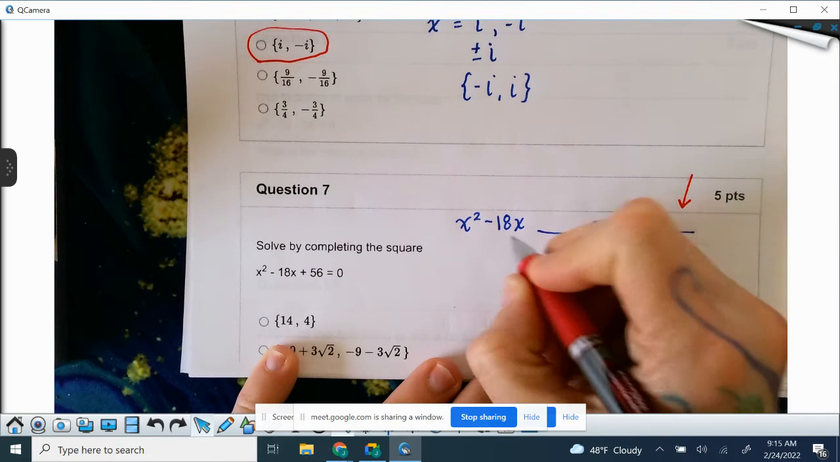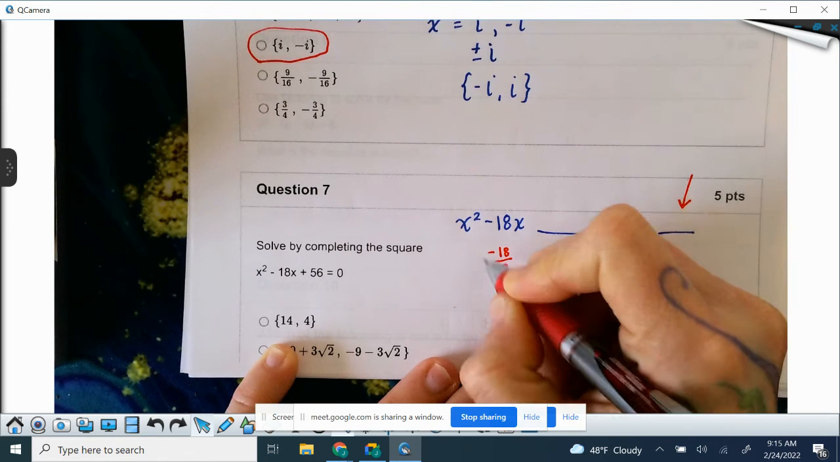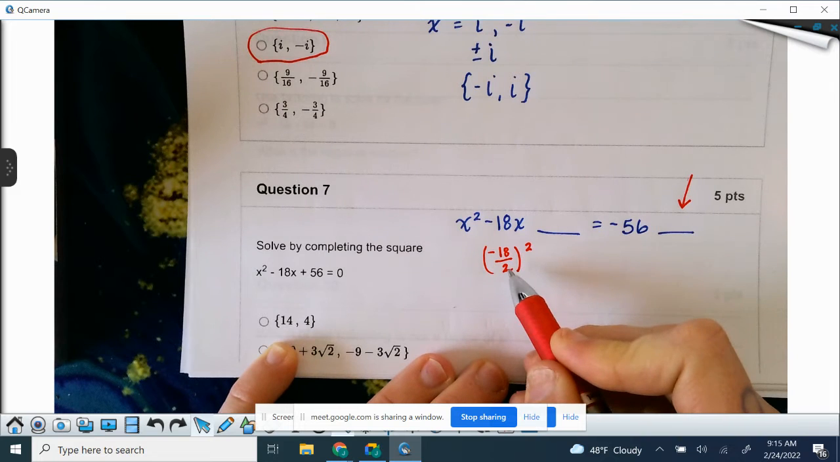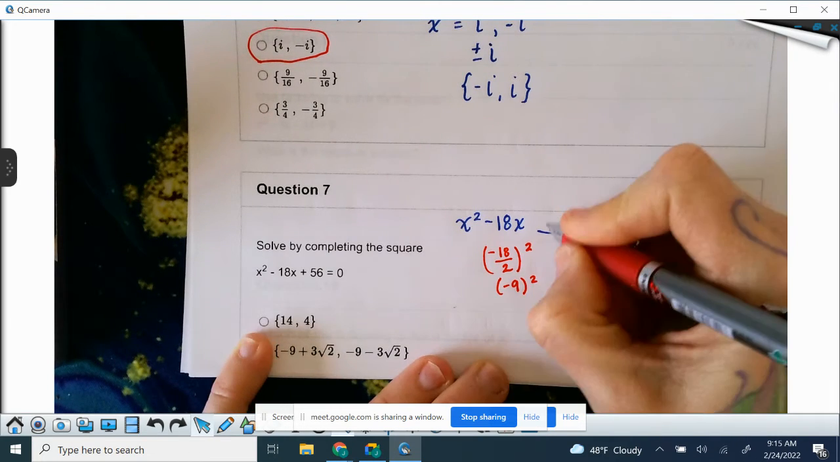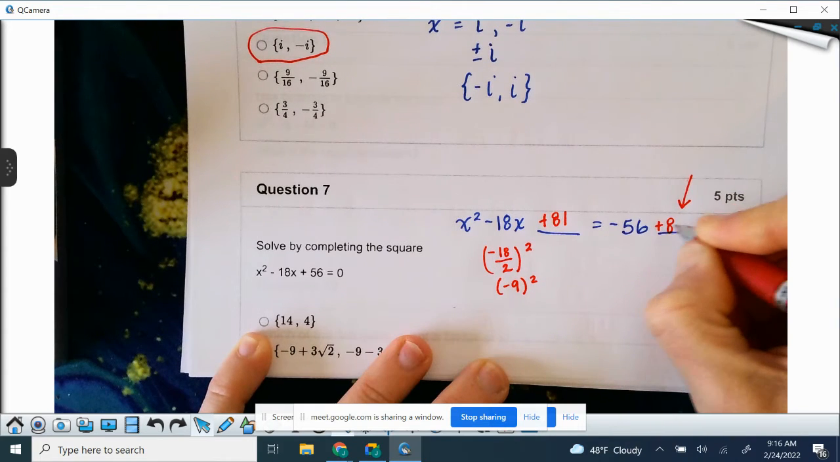Then we're going to take our b, divide by 2, and then we're going to square it. So negative 18 divided by 2 is going to be a negative 9. Square is going to be a positive 81. So 81, 81.